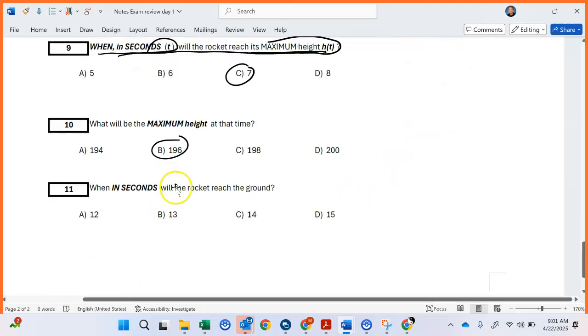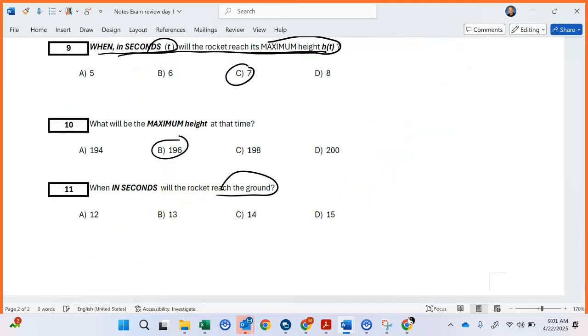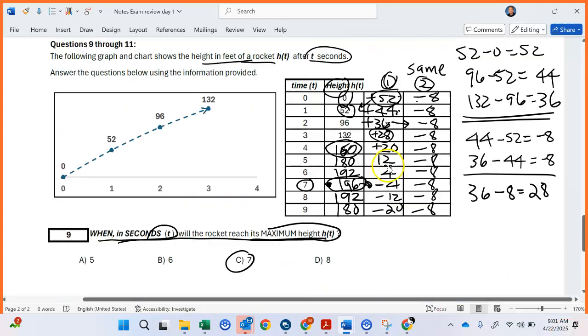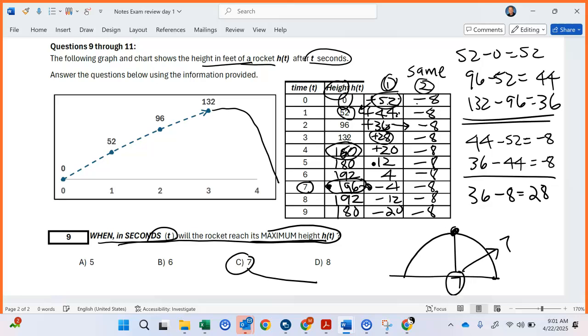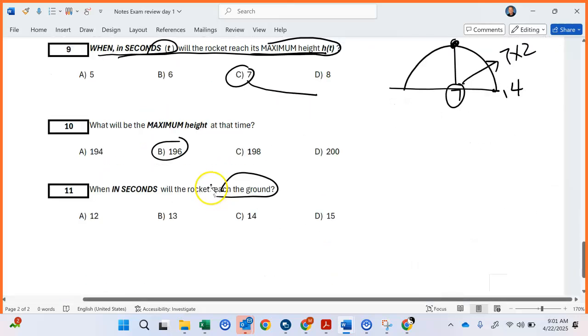What is the time in seconds when it will reach the ground, okay? So that means it's going to keep going this way, and then eventually it's going to come down and reach the ground. Well, it's going to reach the ground at twice the maximum time. So over there, the maximum is at 7. When does it reach the ground? Well, 7 times 2 is 14. Okay, so that's how these kinds of problems work.